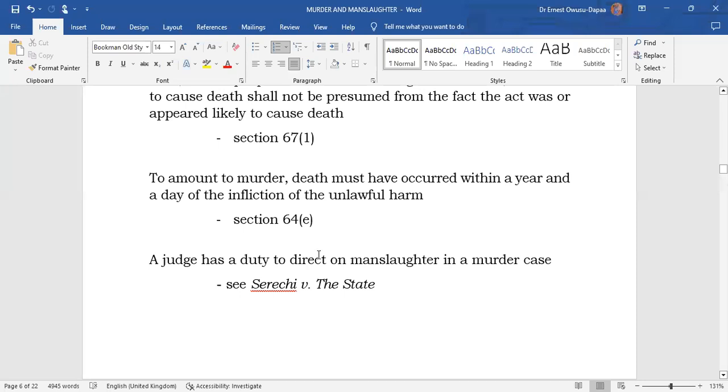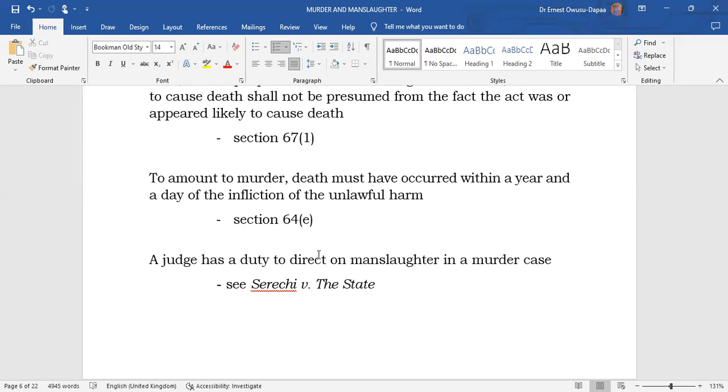And again, we also have to remember that before we can say that an act or omission caused death, and for that matter, murder, the death must have occurred within a year and day of the infliction of the unlawful harm. So remember the famous year and a day rule, right? If you go to England and Wales, where we took our law from, that law has been abolished, but it is still very much part of our law that if you cause unlawful harm and the person died from that unlawful harm within 1 year plus a day, that death will be attributed to the one who caused the unlawful harm.